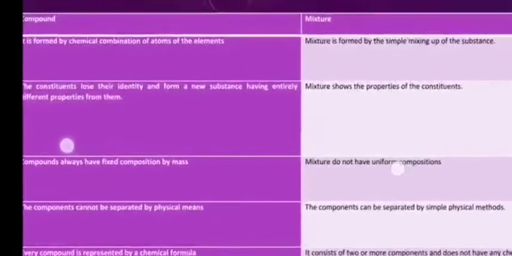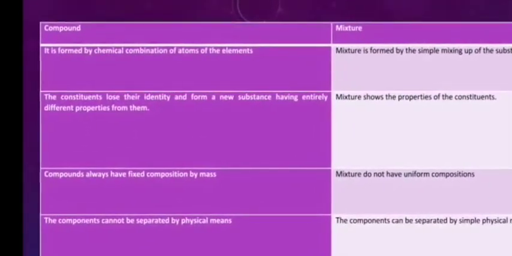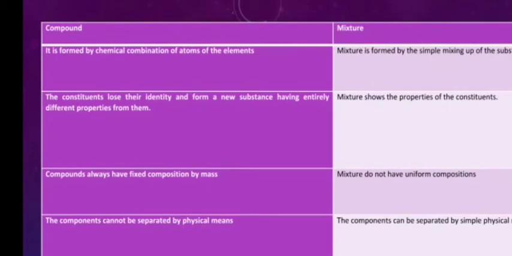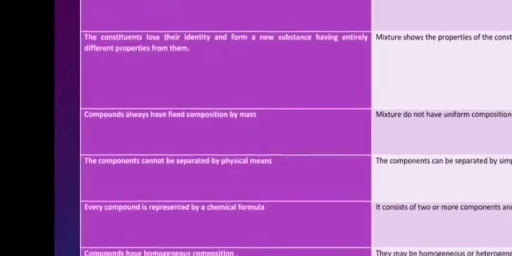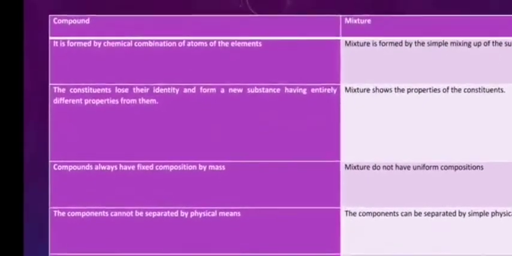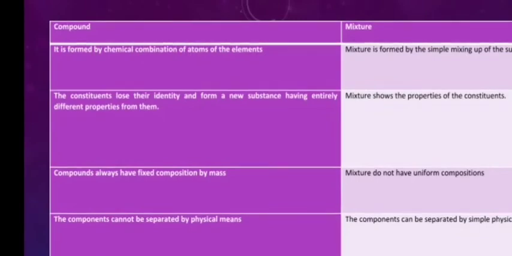A compound is formed by chemical combination of atoms of the elements. Like two elements आपस में जब मिलेंगे, केमिकली कंबाइन होंगे, तो उससे क्या बनता है, कंपाउंड, like H2O. ठीक है, हाइड्रोजन के 2 elements and 1 oxygen. The mixture is formed by the simple mixing up of substances. The components lose their identity and form a new substance having entirely different properties from them in a compound.